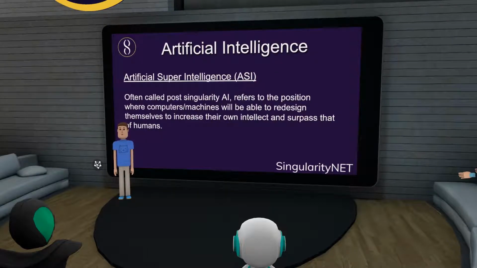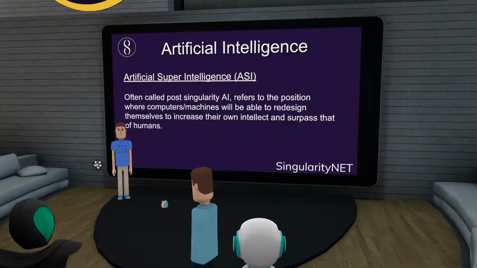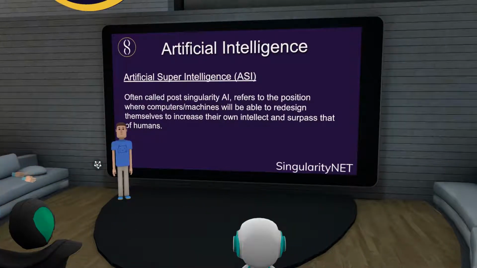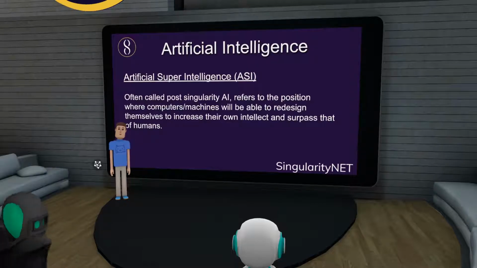So if AGI possesses the sum total intelligence of a human being or a few human beings, ASI would possess the entire processing power of all human brains on the planet. It is impossible for us to understand or relate to, at this point, exactly what that means.